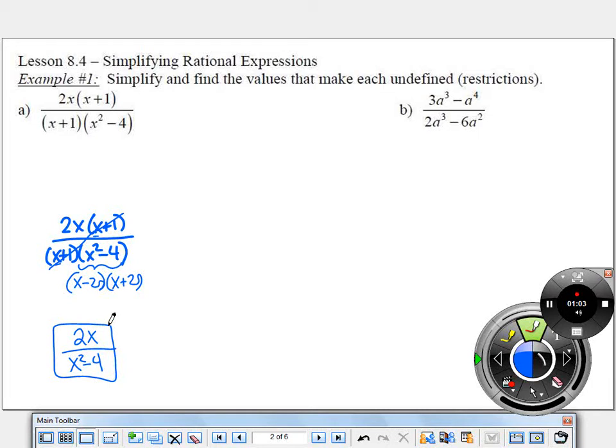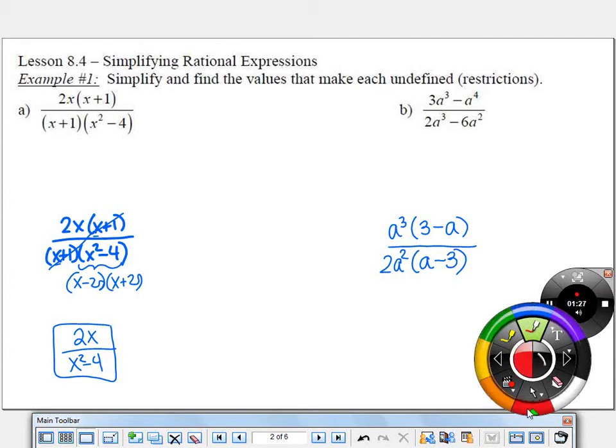So in Part B here, when we look to factor, I see in the numerator that I can factor out powers of a, specifically a to the third. And in the denominator, I can factor out 2a squared. And then notice how similar these two terms look. But I want you to be really careful about this 3 minus a idea. It is not the same thing as a minus 3.